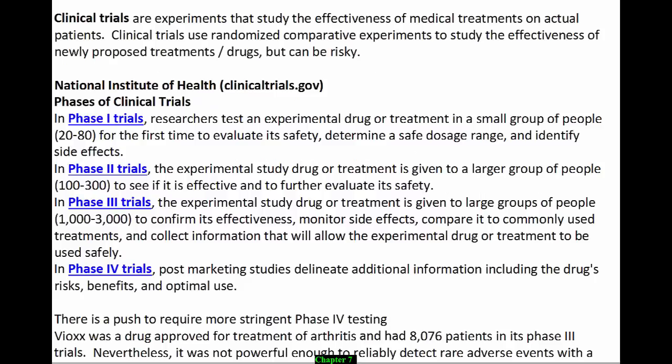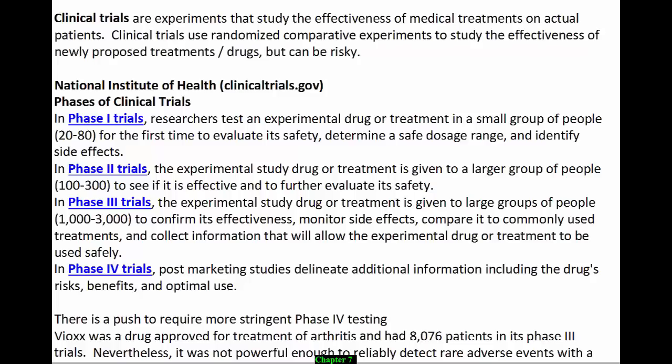So how do we collect this valuable data in the medical arena? Clinical trials are experiments that study the effectiveness of medical treatments on actual patients. Clinical trials use randomized comparative experiments to study the effectiveness of newly proposed treatments or drugs, but can be risky. Taken from the clinicaltrials.gov website, the phases of a clinical trial are 4 phases. Most of you have heard of only 3 phases of a clinical trial, but make sure you note that there are 4 phases. You need to know this for this class, and you'll be tested on the definition of the various different phases.